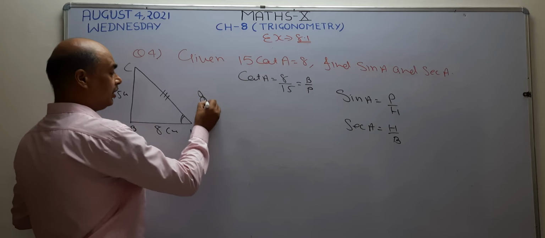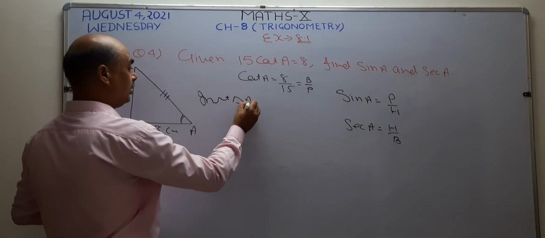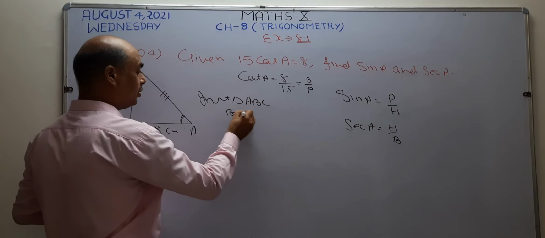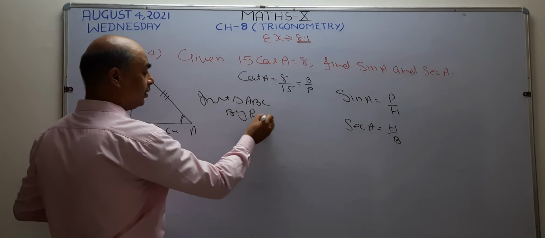Right, here in right triangle ABC, by the Pythagoras theorem. What is the Pythagoras theorem? Hypotenuse square equals base square plus perpendicular square. In this question, the hypotenuse is not given, so I will use this side. I write here AC square. What is the base? Base is 8 square. What is the perpendicular? Perpendicular is 15 square.